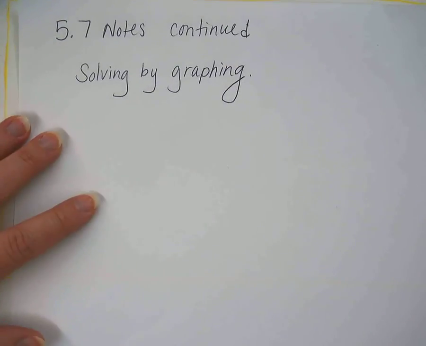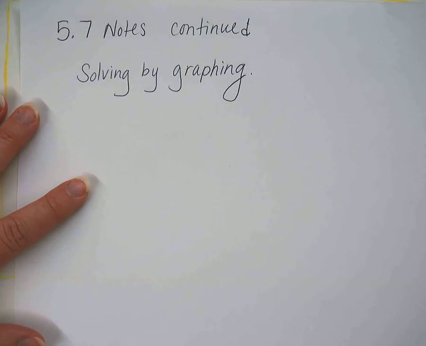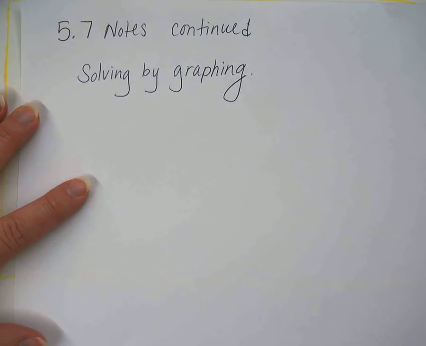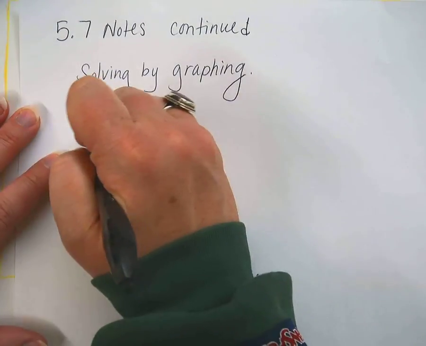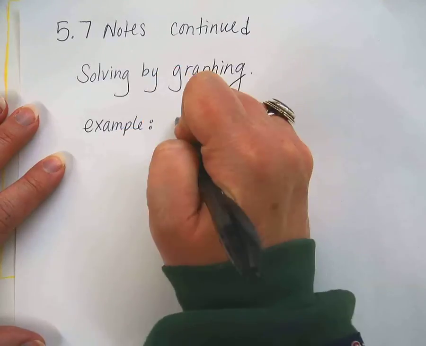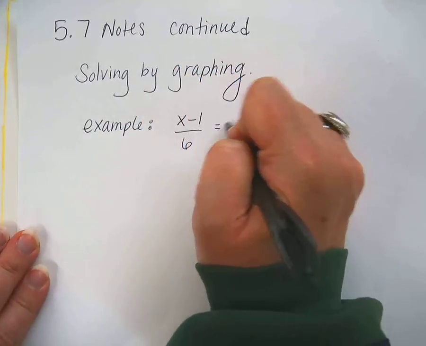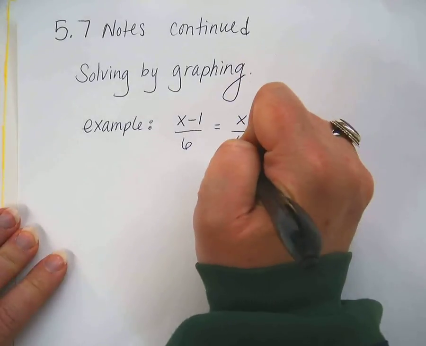Alright, here's what we're going to do. I'm going to show you with an example how we're going to solve these by using the graphing calculator. So here's the example we will work through. We're going to solve (x - 1)/6 = x/4.